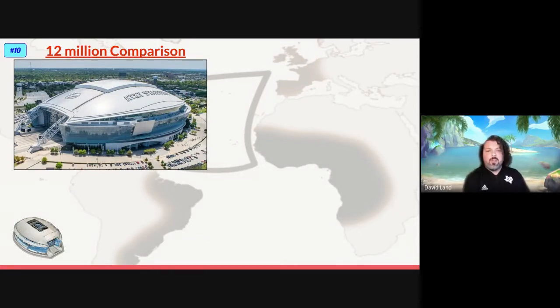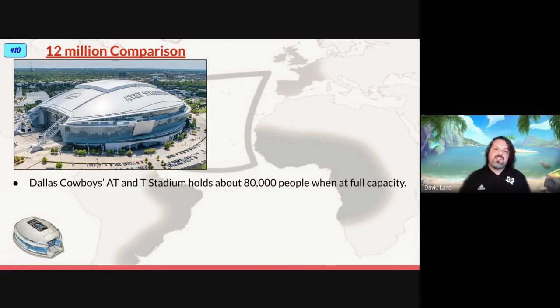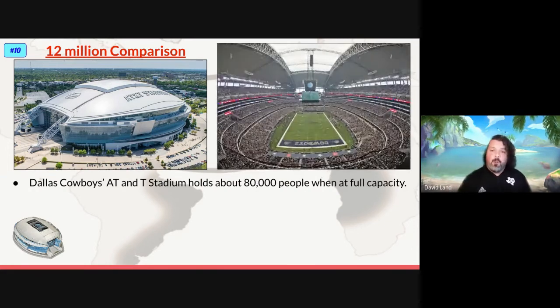Now, to give you an idea of what 12 million looks like, here is AT&T Stadium. That's home of the Dallas Cowboys, right? Now, some fans out there, maybe not. I use this stadium because it's really new, and it's huge. I've been there, right? It holds about 80,000 people when it is full. Now, that's kind of an inside look right there of what it looks like.